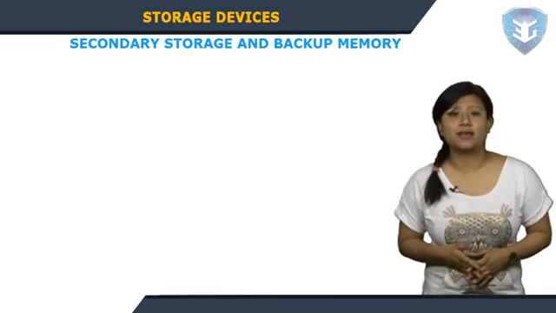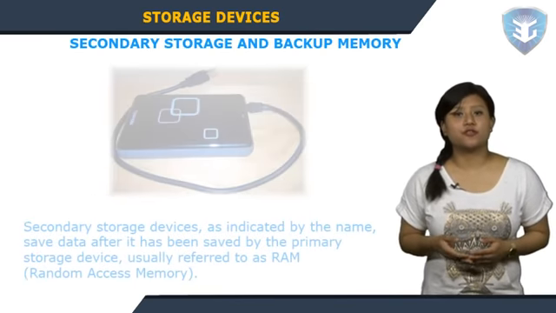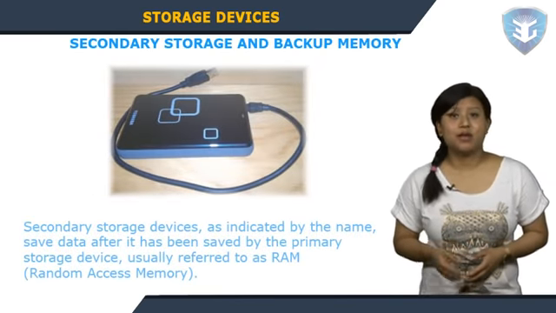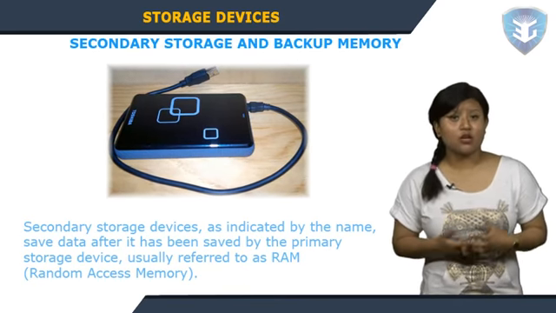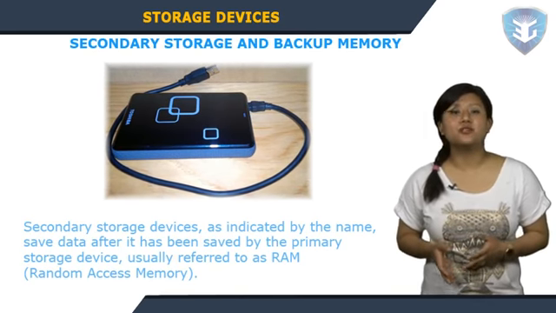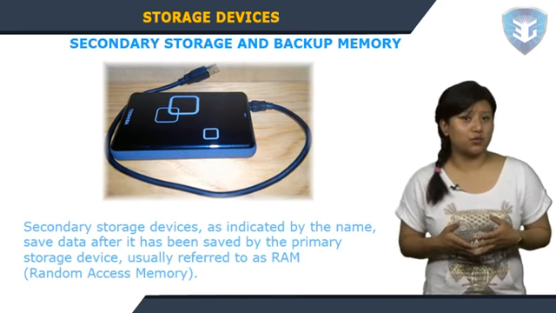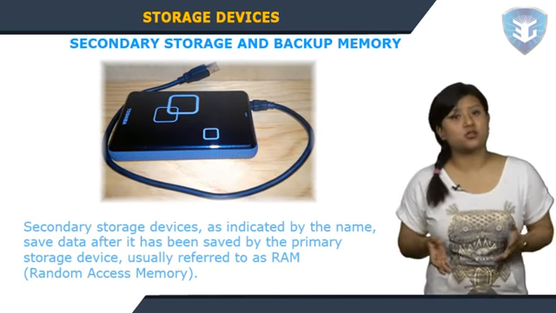Let's talk about secondary storage and backup storage. Secondary storage devices, as indicated by the name, save data after it has been saved by the primary storage device, usually referred to as RAM or random access memory. From the moment we start typing a letter in Microsoft Word, for example, and until you click on save, your entire work is stored in RAM.